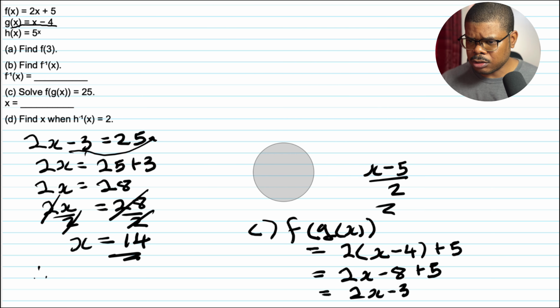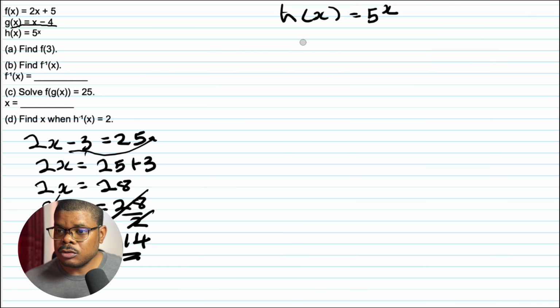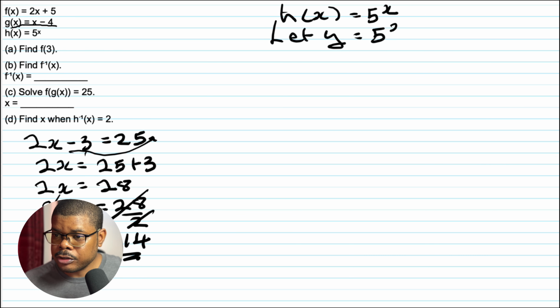Let me just clean this off. When we move to the last question, we should find x when h inverse of x is equal to 2. So first of all, what is h of x? H of x is equal to 5 raised to the power of x. All right, so the first thing we need to do is to let y be equal to 5 raised to the power of x. Then we make x the subject of formula.